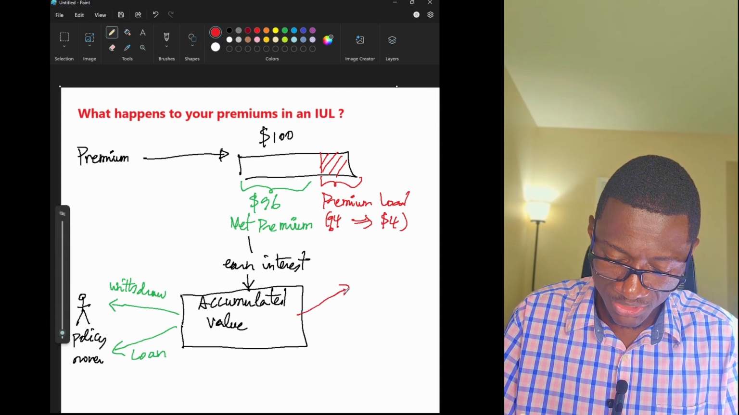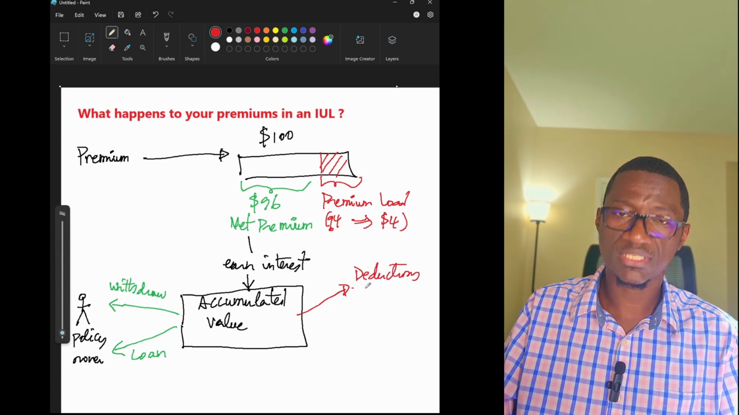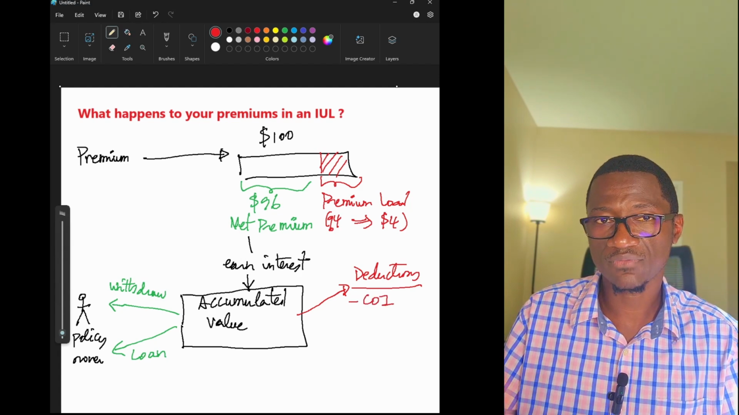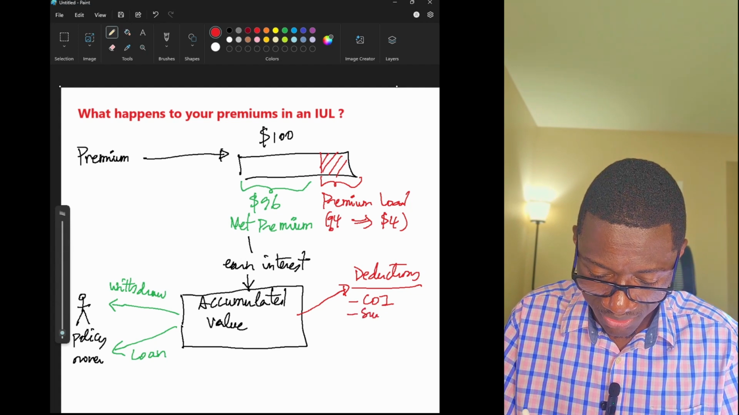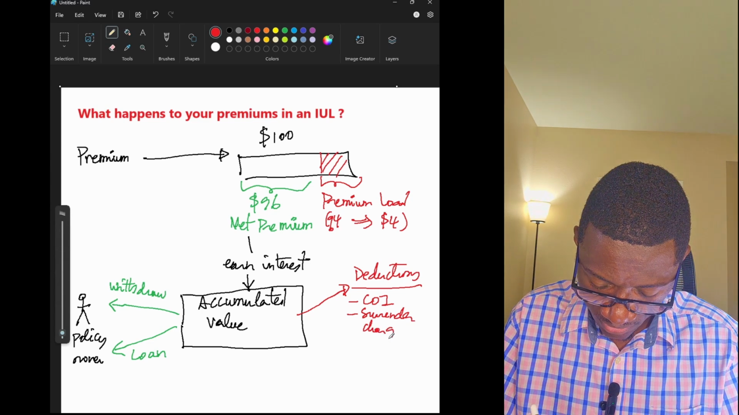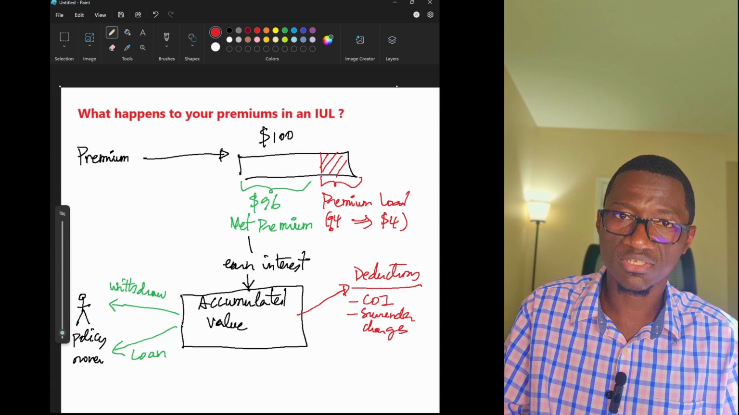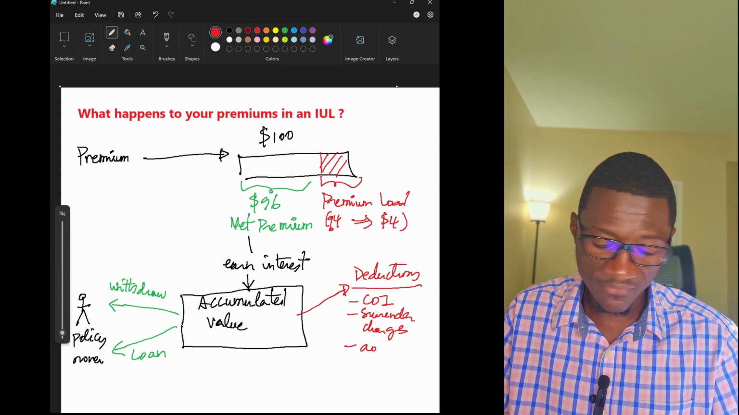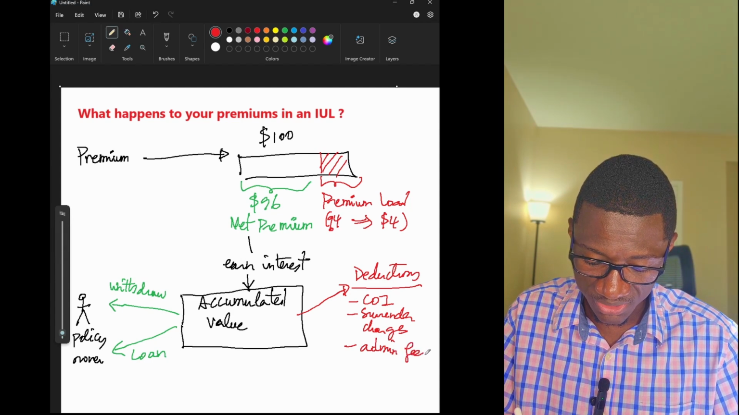On the other side here, you have deductions. And among these deductions, you have the cost of insurance, COI. For instance, after a couple of years, if you want to cancel the policy, you'll have surrender charges. So basically, if you want to cancel the policy, you will get whatever is the accumulated value minus the surrender charge. You could also have some other administrative fees. Okay, we will not go deeper into that.